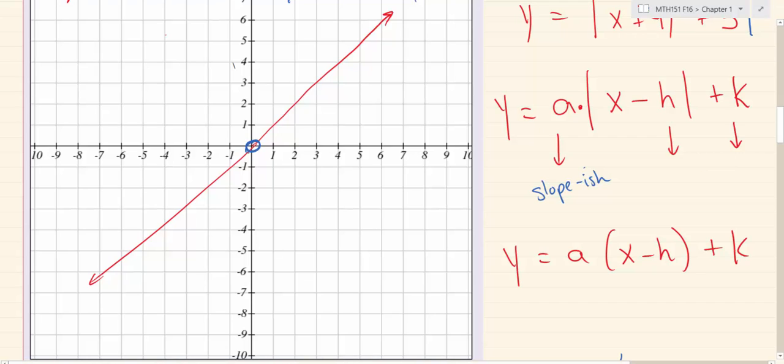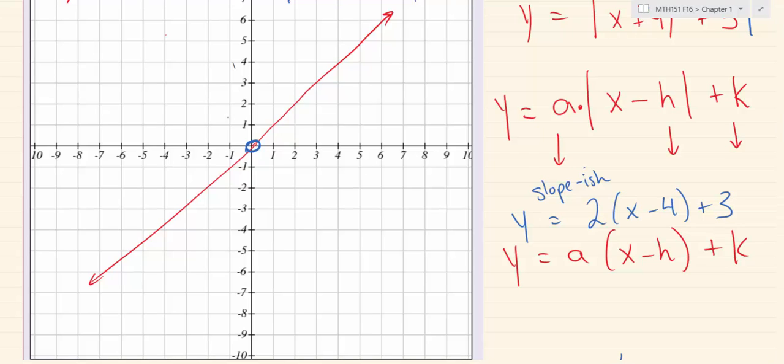It's here. So what if I were to give you the equation y equals 2 times (x minus 4) plus 3? What's your vertical shift? Vertical shift, up, down. Up 3. So I take this line, and again, slider bars, imagine, right? 1, 2, 3. So now I've shifted this line up 3. Okay, so this is the k equals 3 shift being applied.